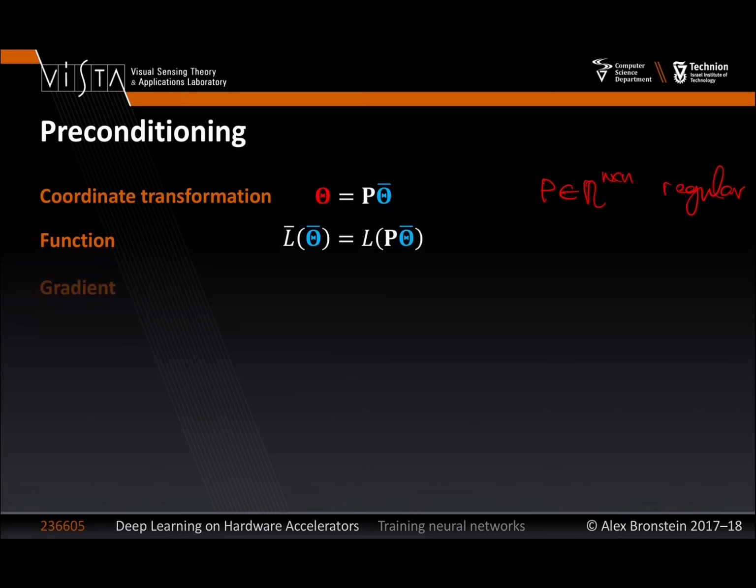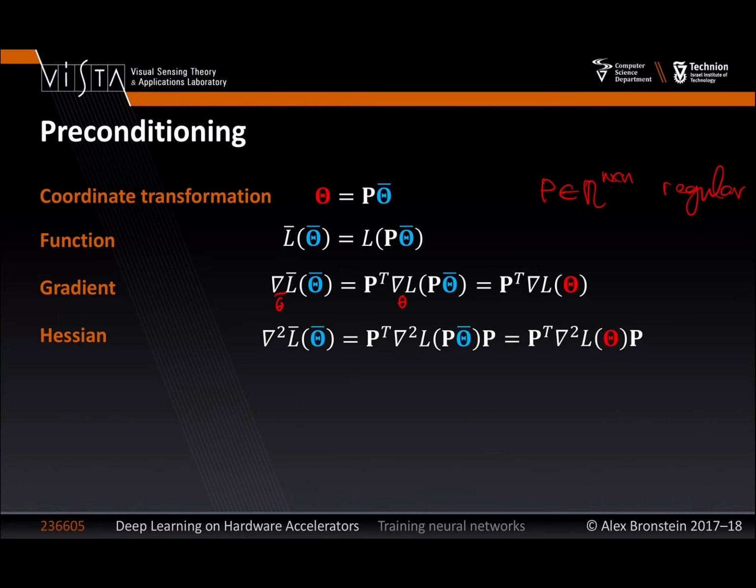I will just use the chain rule to derive the gradient. Of course, here the gradient is with respect to theta bar. Here the gradient is with respect to theta. So it's just P transpose times the gradient of the original function with respect to theta, evaluated at point P theta bar, which is nothing other than point theta. Okay. And for the Hessian, I do the same. I do the chain rule twice. So basically, the matrix P will pop up on both sides of the expression, with the transpose on the left side and without the transpose on the right side. Okay. And if you don't remember these expressions, just go to the matrix cookbook, which is a nice reference on how to do calculus with matrices and matrix valued functions.